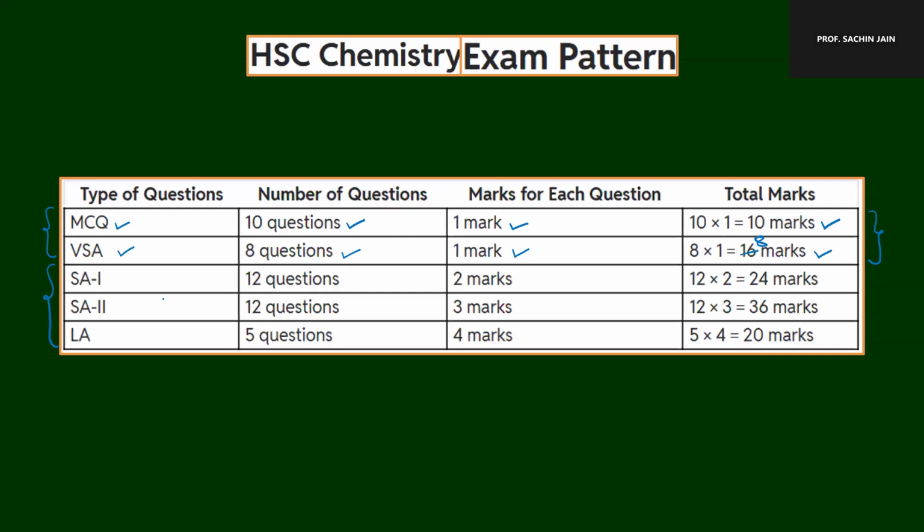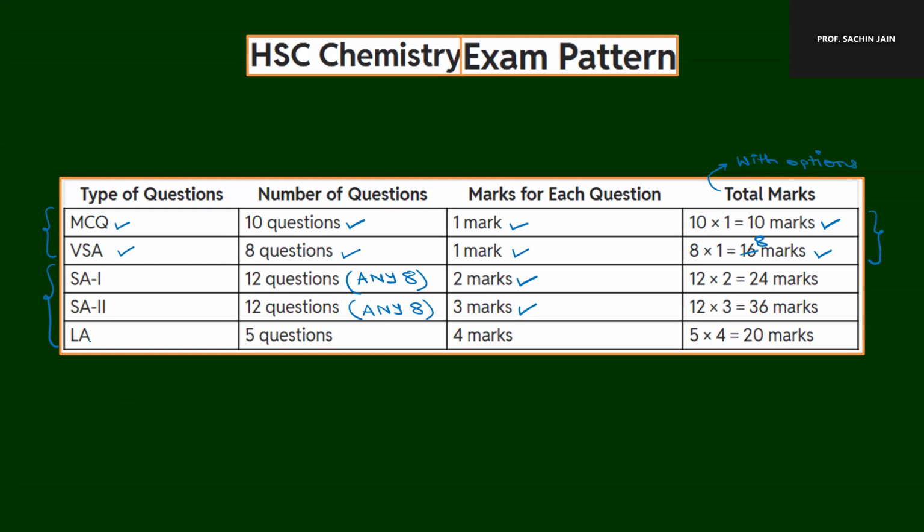SA refers to short answers. So short answer first type are of 2 marks and short answers second type are of 3 marks. There are 12 questions out of which you have to attempt any 8. There are 4 questions which are there for options, any 8 out of 12. Similarly, for short answer second type, you have to attempt any 8 out of 12. So this is the weightage total with options. This is the total marks with options.